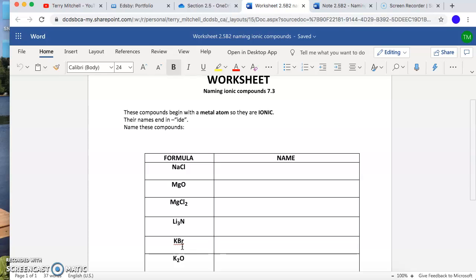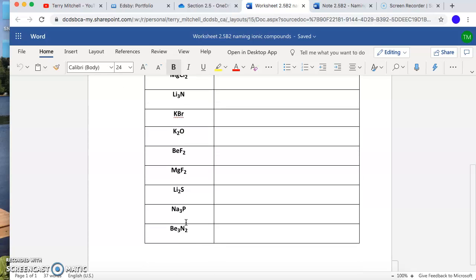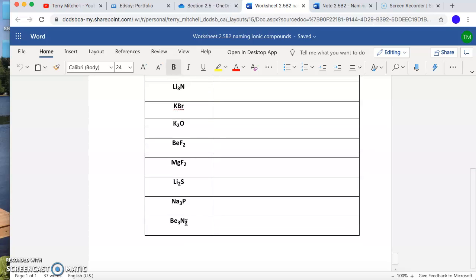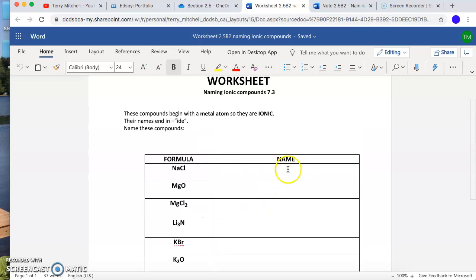A couple of the trickier ones: oxygen becomes oxide, and nitrogen becomes nitride. I don't think you should have any difficulty with the other ones, but give them a try, and I'll follow this up with some answers for you.